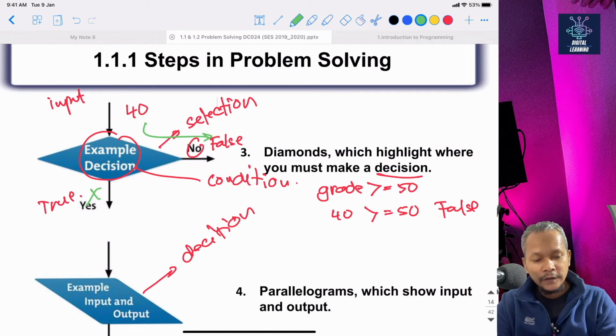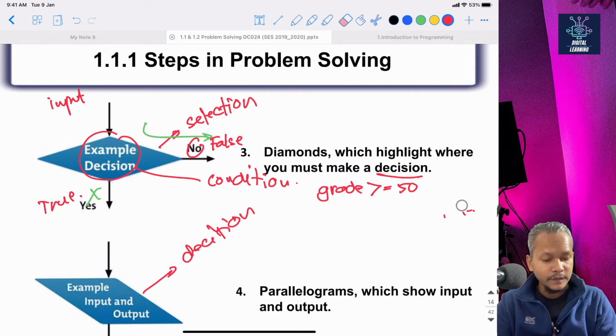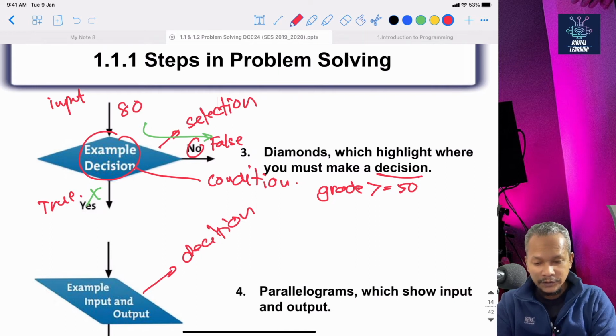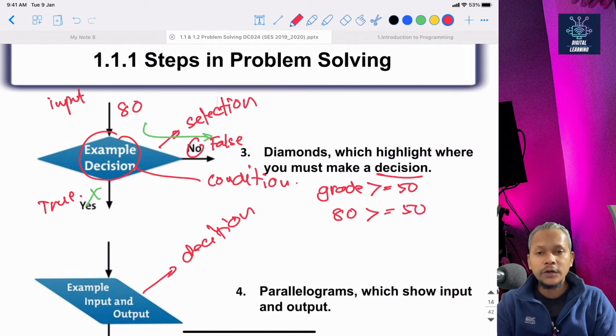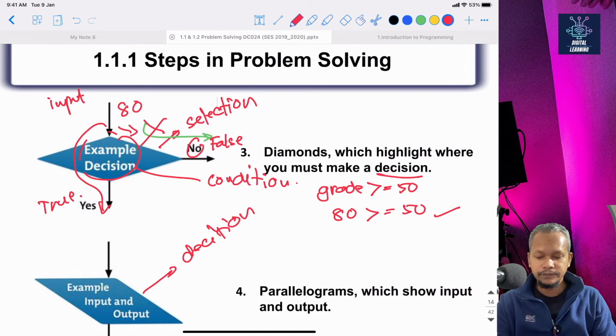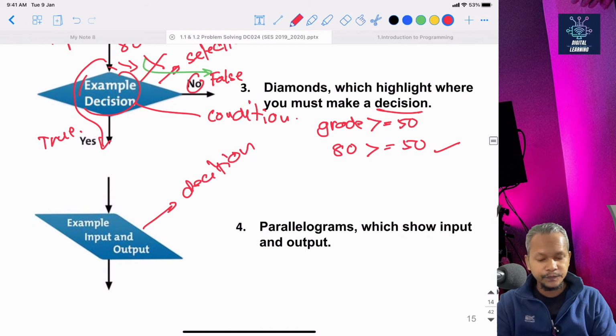How about if the program input receives 18? So 18 greater than or equal 50. True or false? Yes, true. So true means the program will go here. So here is not go. Okay, we will look at the decision.